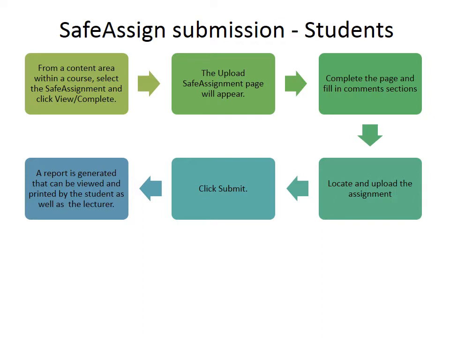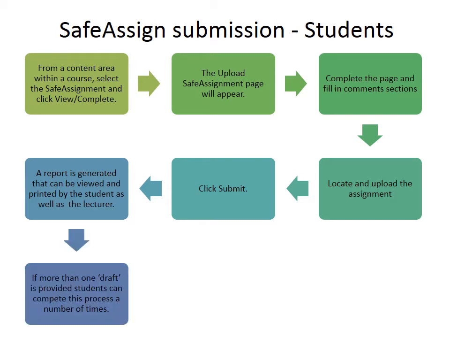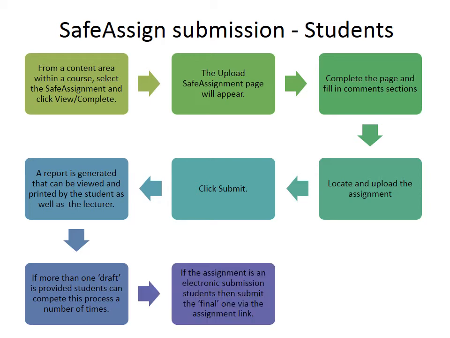What you'll then get is a report will be generated that you can view and you can print. Now, sometimes that report takes just a couple of minutes, but it can take up to about 15 minutes or so. So you might need to go in, refresh the page, and so on. Now, if you have more than one link provided by your lecturer, you can go through this whole process again. So you may get back a percentage that is a little bit not what you expected. You can go through, fix up your work, and pop it in again.